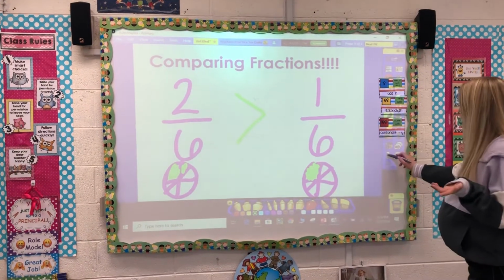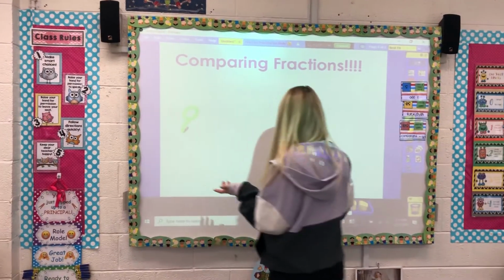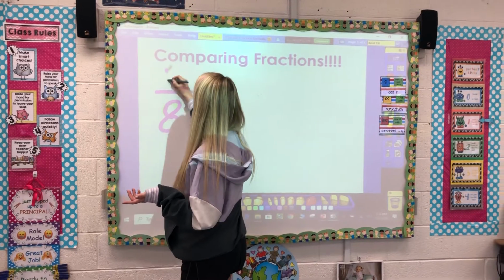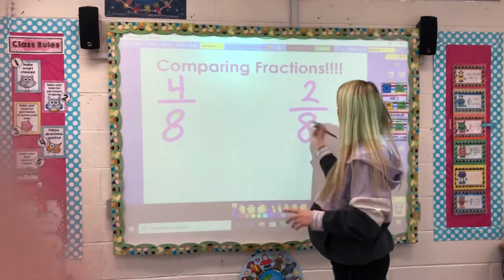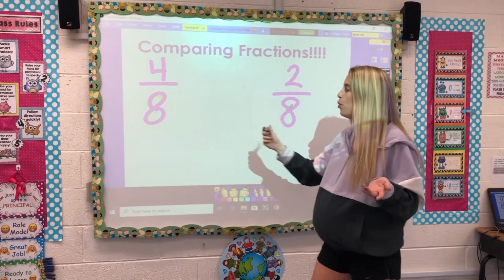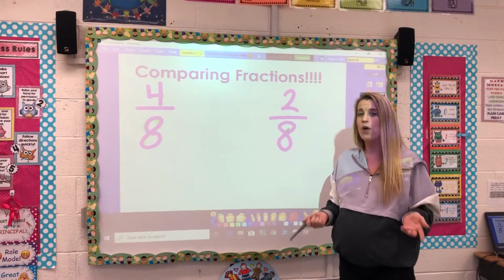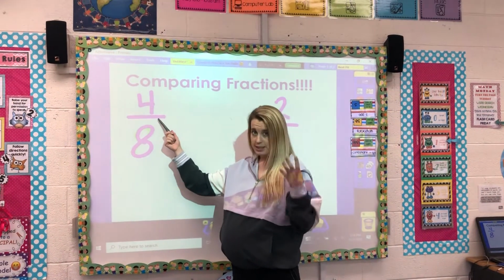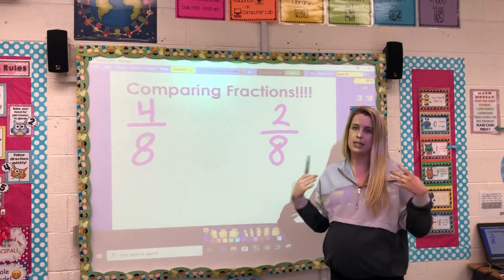Okay? Let's try one more with the same denominator. Let me get a different color. So let's do 4/8 and 2/8. Okay? So I'm going to do this one without drawing a picture this time. We know that because the denominator is 8 in both of them, we know the pieces are the same size. So would you rather have 4 pieces of pizza or 2 pieces of pizza if the pieces are the same size?